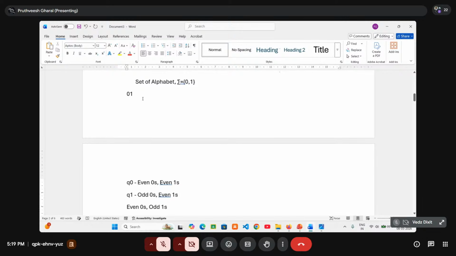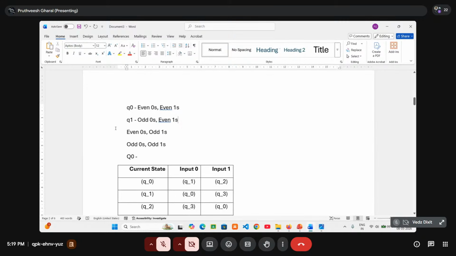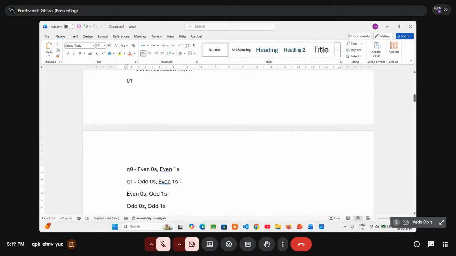So when the machine asks, if I am in state Q1 and I receive the input 1, what should I do? We tell the machine that you will be in another state where there are an odd number of zeros and an odd number of ones. This is all, based on the input we have received, that there are an odd number of zeros and an odd number of ones in the string.